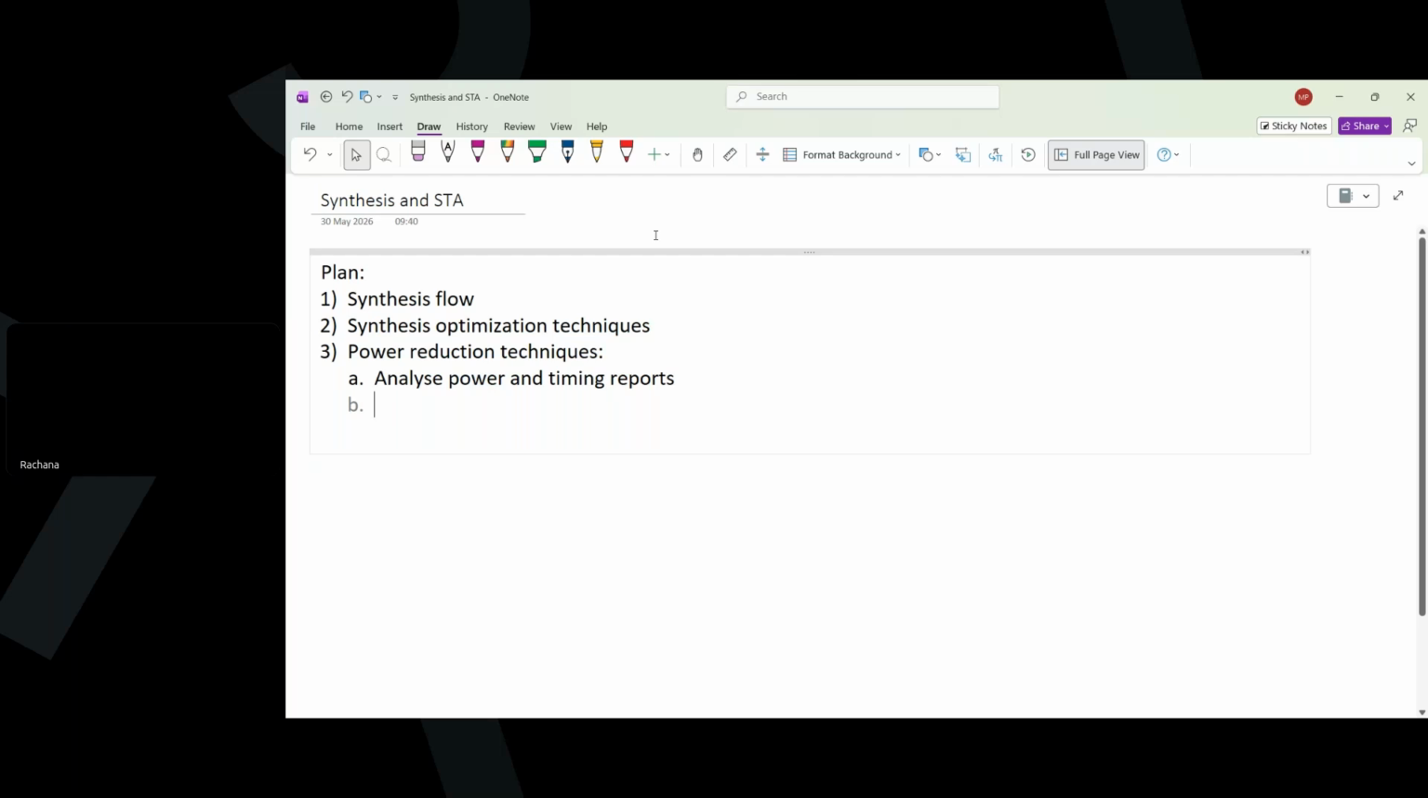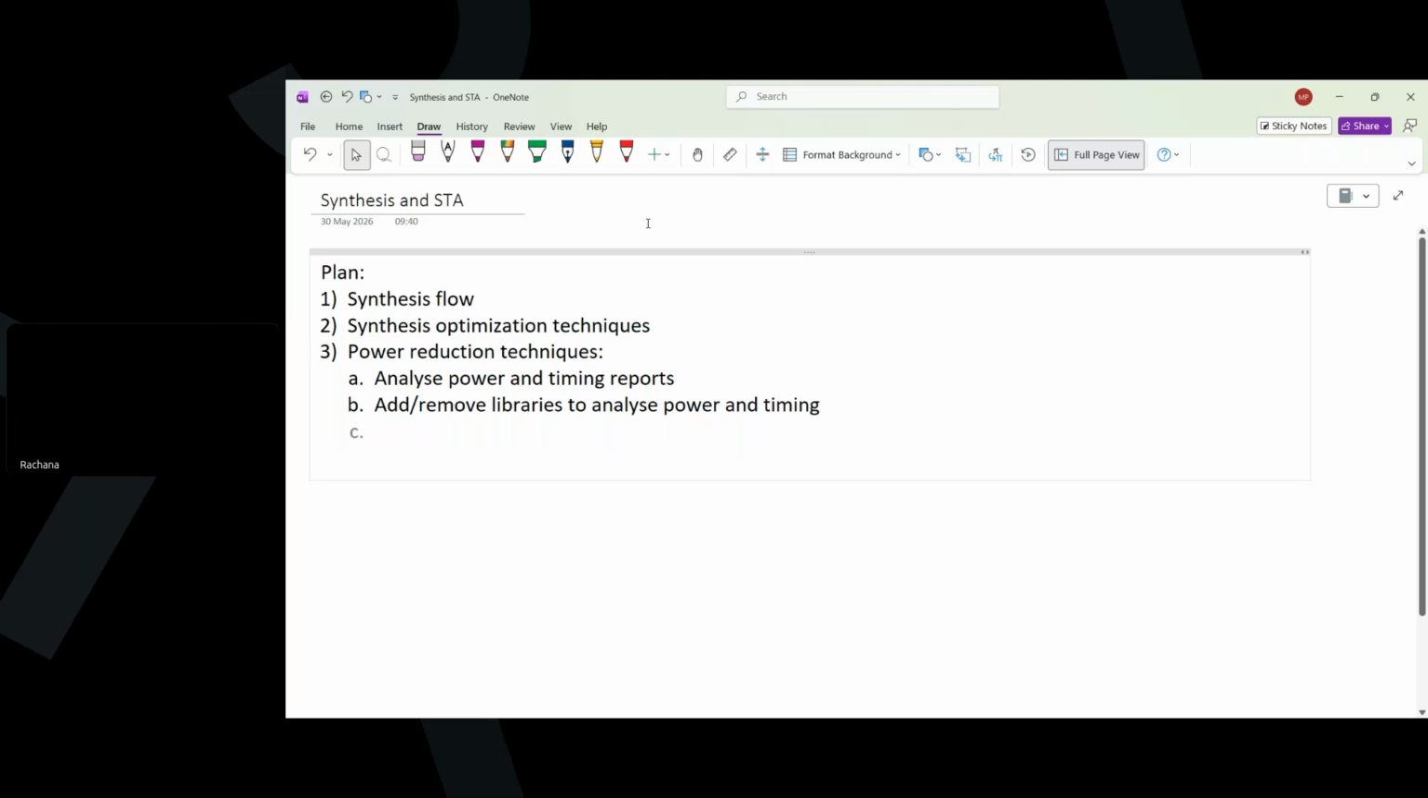We will analyze the report, we will do some changes, and again after the changes, we will analyze the reports. All these things we are going to do in synthesis itself. We are going to add or remove certain libraries to analyze power and timing.